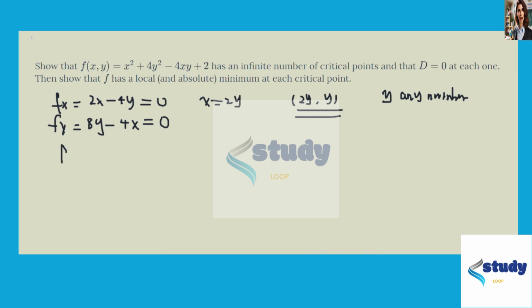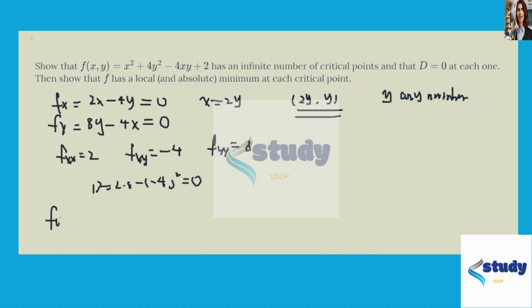Then we compute fxx, which is equal to 2. fxy is equal to -4. fyy is equal to 8. So D is equal to 2 times 8 minus (-4)², so this is equal to 0.